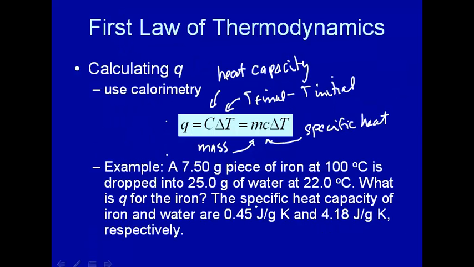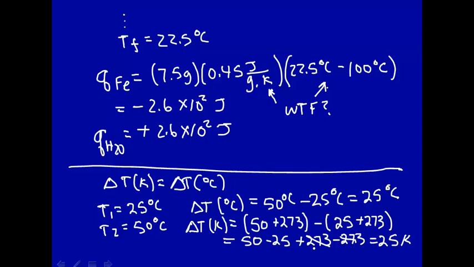Okay, that's that. And one other point I want to make here. Heat capacity, well, let's do it this way. So heat capacity C, that's heat capacity.